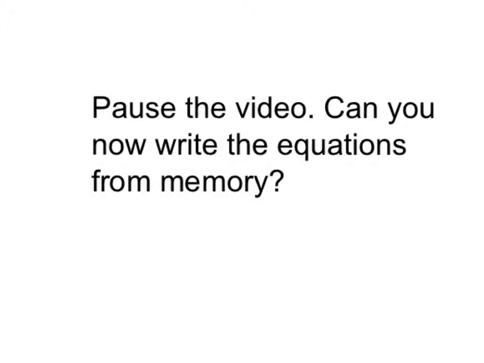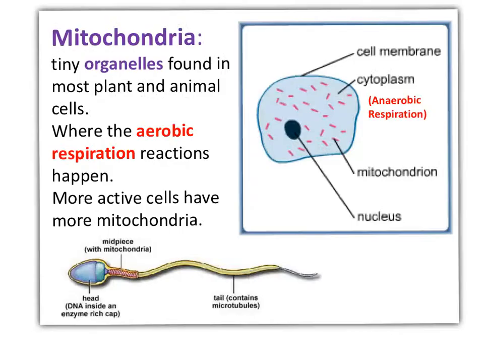Okay, so pause the video. What I want you to try and do is see if you can scribble down the equations for both aerobic respiration and anaerobic respiration. Okay, so whereabouts does respiration take place? Well, we said respiration takes place in every single cell of the body. Okay, respiration is the process that generates energy. It is not breathing. Okay, but aerobic respiration and anaerobic respiration take place in slightly different parts of the cells.